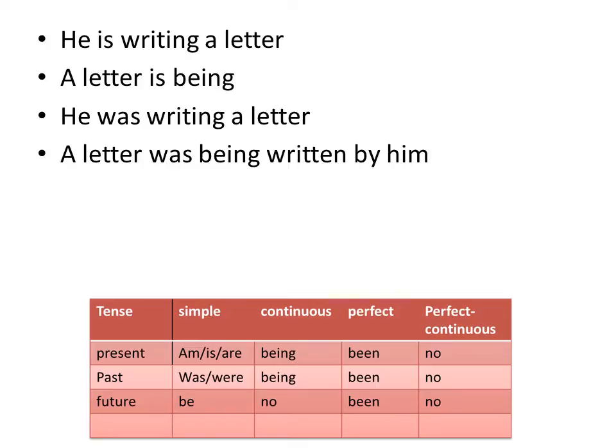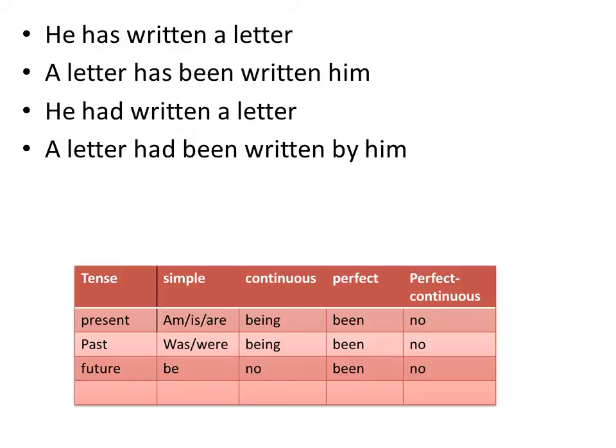Then in past continuous, he was writing a letter. Here we have to use was, as it is given in the above sentence, and we have to add being. A letter was being written by him. The remaining changes are the same as we have seen in simple sentences. Let's see perfect sentences.